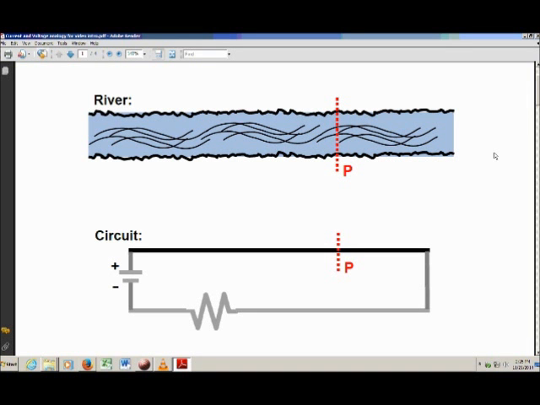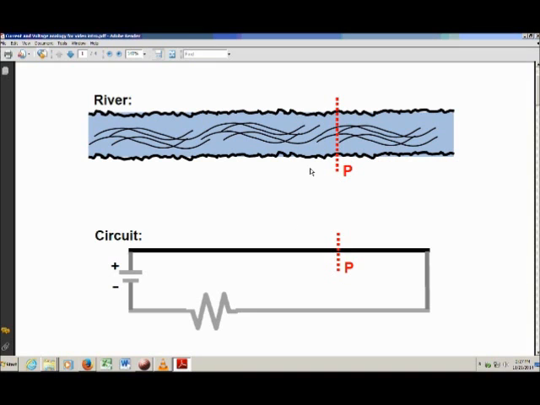Now to begin with, I'm going to draw an analogy. I'm going to talk about a river because we're all fairly familiar with how water behaves. So the current in a river is how many water molecules went past a certain point over a certain period of time. How many water molecules went past this point P over a certain period of time tells you the current in a river. The current in a circuit is how many electrons went past a certain point over a certain period of time. So again, if you could count up the number of electrons that went past point P over a certain period of time, you'd know what the current in your circuit is.